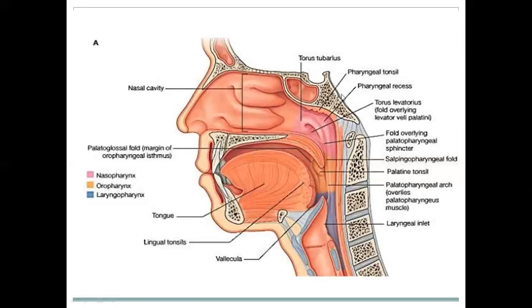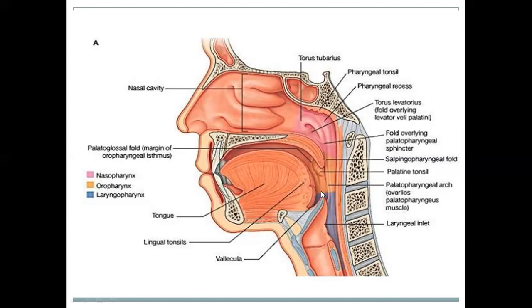So this is again the different parts of the pharynx. This is the nasopharynx, behind the nasal cavity and above the soft palate, and this is the pharyngeal isthmus. It continues with the oropharynx. At the time of deglutition, the soft palate elevates upward and is approximated towards the pharyngeal wall, and it closes the pharyngeal isthmus. And this is the root of the tongue.